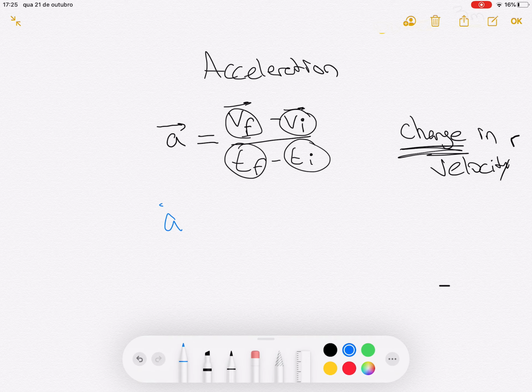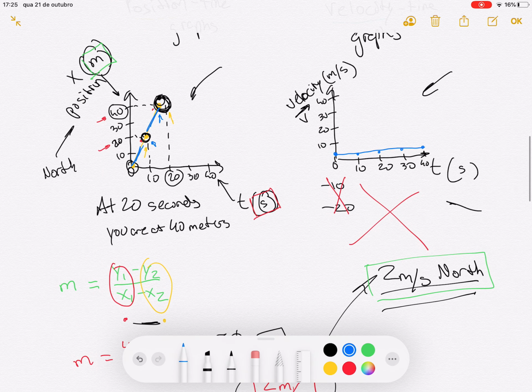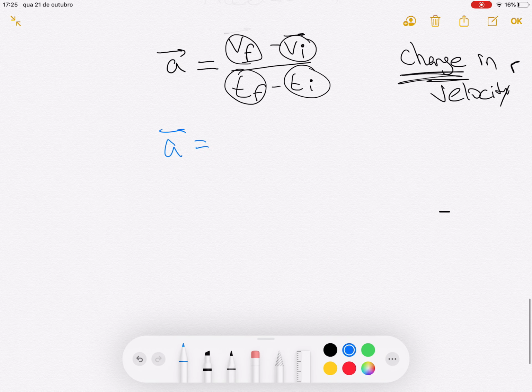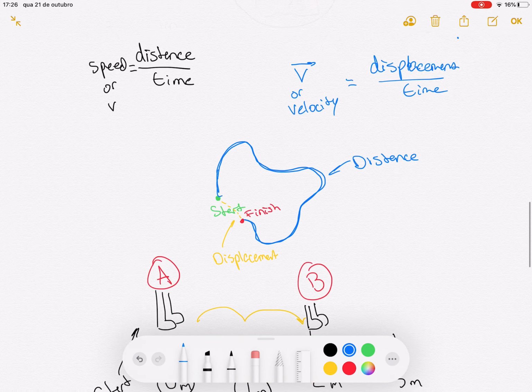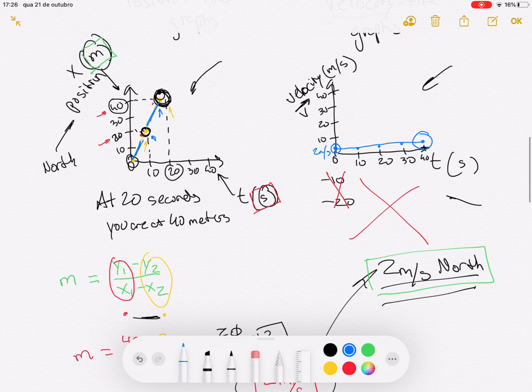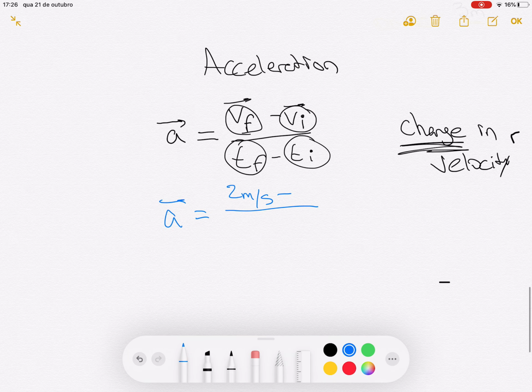So, okay, let's write this again. What is velocity final? Let's look at this point over here. It's still 2 meters per second. So we can write that down here. Minus the velocity initial. So what's the velocity initial? It can be this point over here. And it's also 2 meters per second. Which means we write 2 meters per second again.